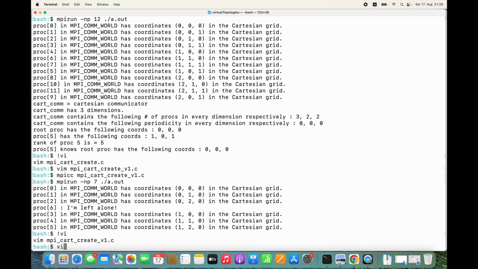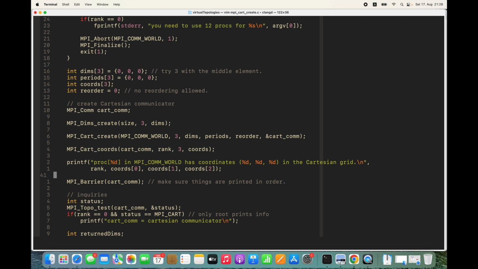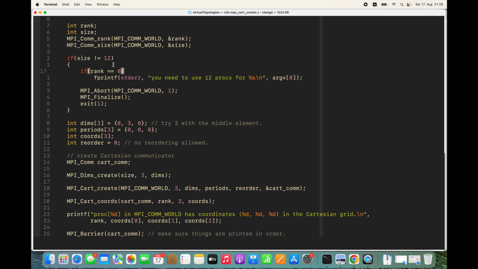So going back to the original version of MPI card create, you see that here I put a comment that you need to try the value of 3 with the middle element. So with the second direction, let's put 3 here. What's going to happen is that we have 12 processes, and MPI dims create, in the first example, we saw that it was trying to create 3, 2, 2.